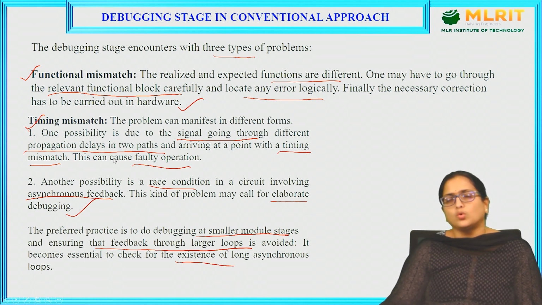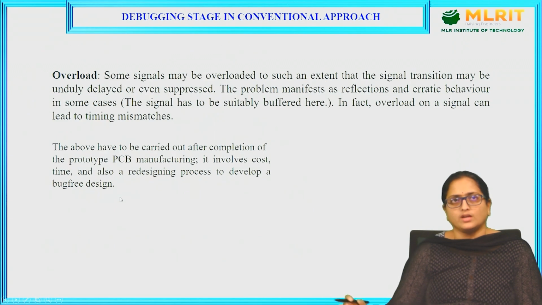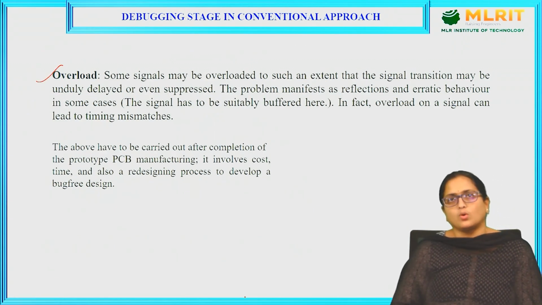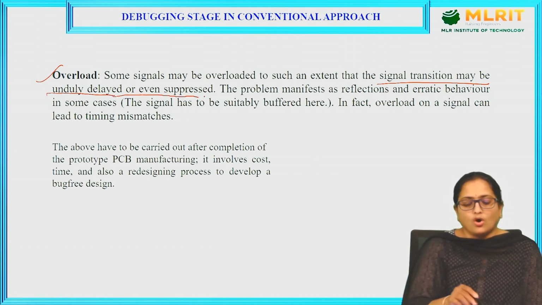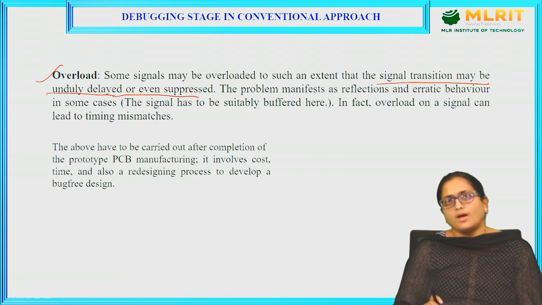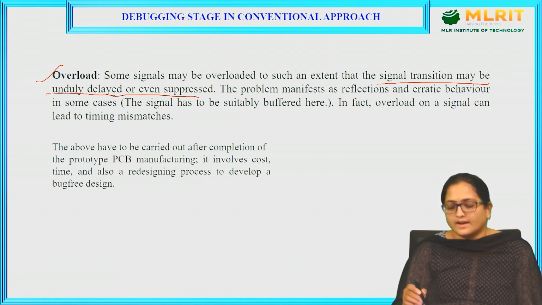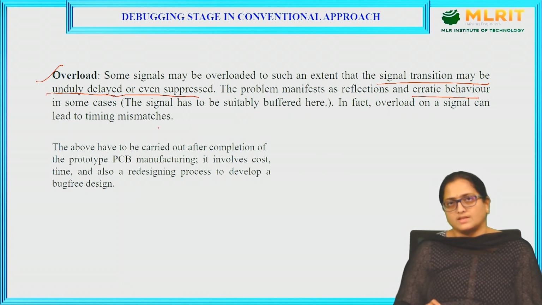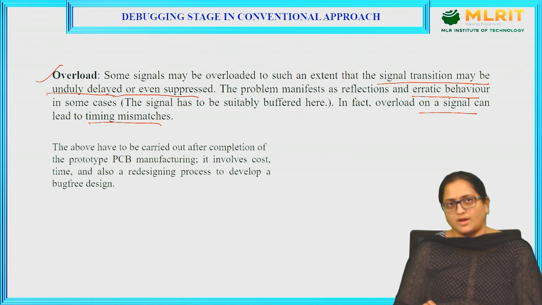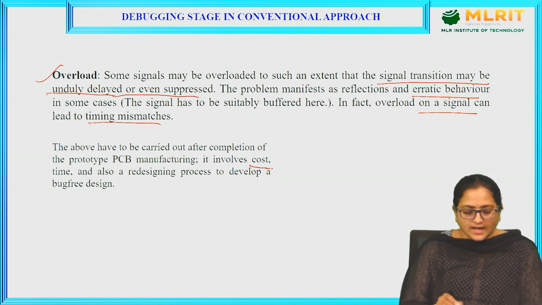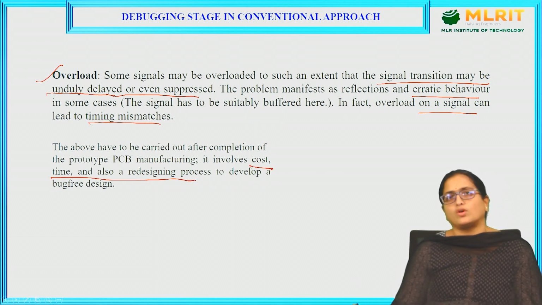We have two different problems over here. The third one is overloading. Some signals may be overloaded to such an extent that signal transmission may be unduly delayed or even suppressed. The problem manifests as reflections and erratic behavior in some cases. In fact, overloading on a signal can lead to a timing mismatch. The above have to be carried out after completion of prototype PCB manufacturing. It involves cost, time and also a redesigning process to develop a bug-free design.